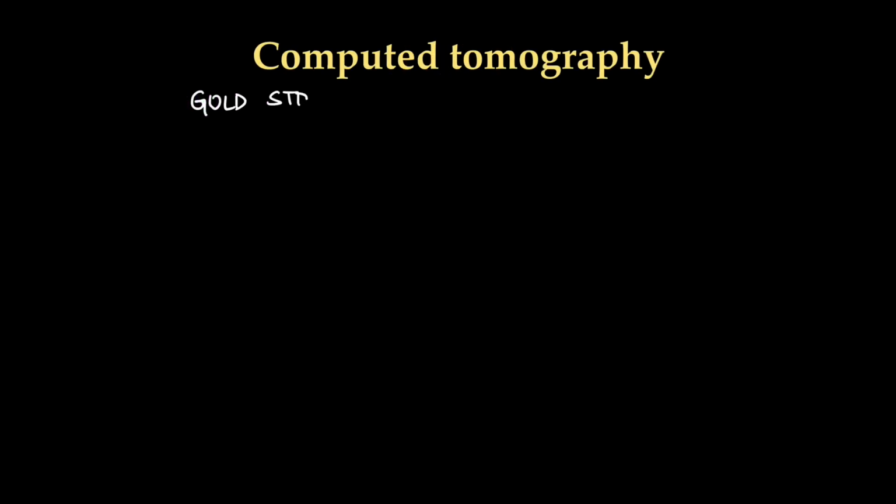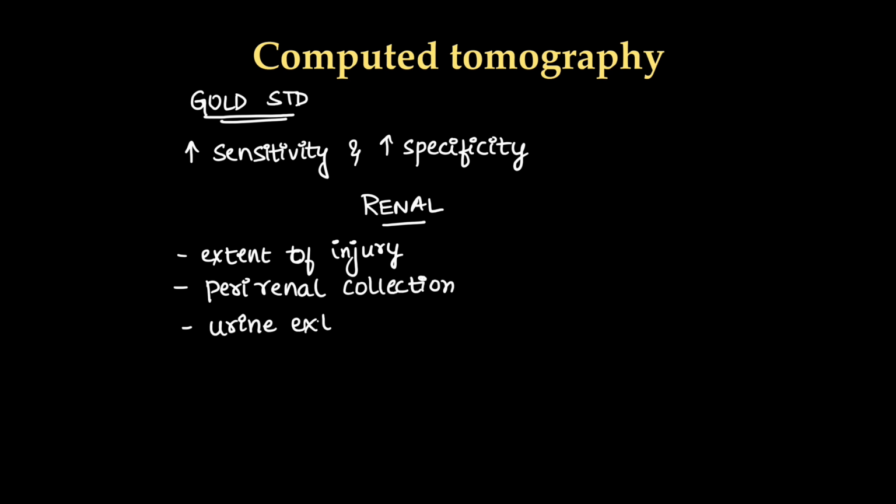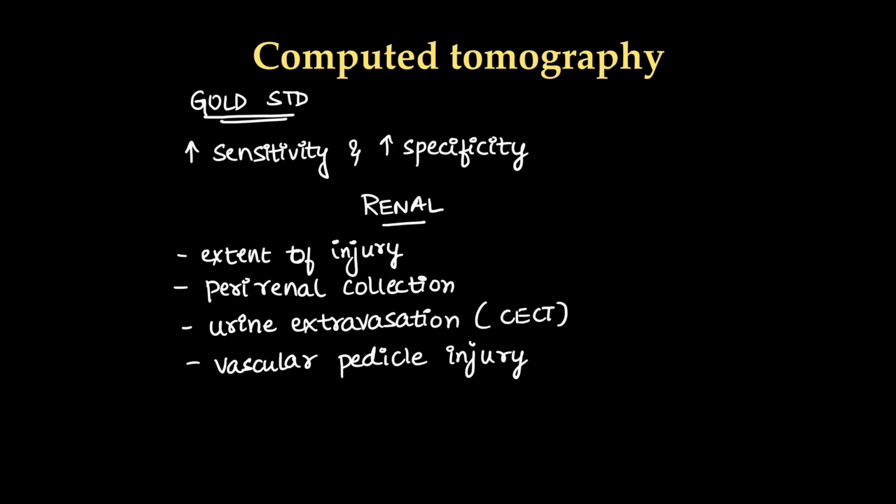After ultrasound, the next important modality, or the gold standard, will be the CT scan. CT scan has both increased specificity and sensitivity in order to detect renal injuries. So what do we see in renal CT scan? We have to look for the extent of injury. We have to look if there is any perirenal collection. We have to look for urine extravasation. For that we use contrast CT or CT urography. Also we should look at vascular pedicle injury of the kidneys.